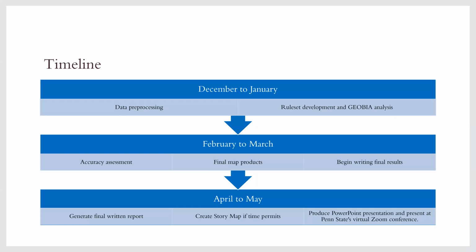So the timeline I plan to follow is to use December and January to do my data pre-processing, rule set development, and the Geobia analysis. February to March, I plan on doing my accuracy assessment, create final map products, and begin writing my results. And then April to May, my plan is to generate a final written report, create a story map if time permits, and then present at Penn State's virtual Zoom conference.